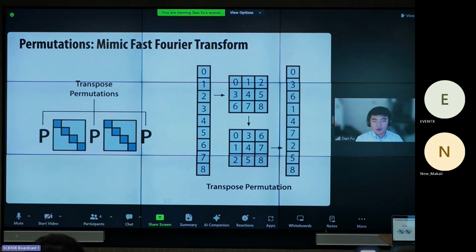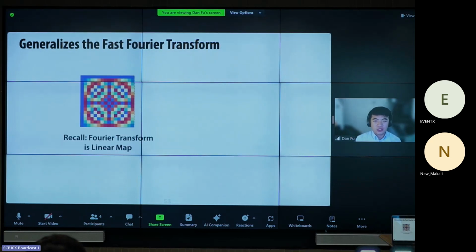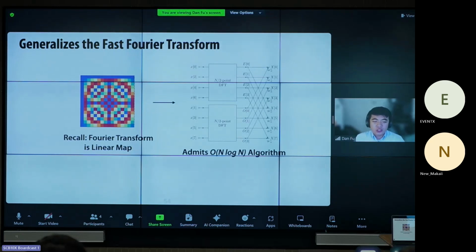If you're more of a hardware person, you can think about this as reading something row major and writing it column major, doing this transpose permutation. So now we'll see how this actually generalizes the Fourier transform. Briefly recall that a Fourier transform is a linear map. That means you could just write a matrix like this and compute it. But of course, if you do that, you're going to get quadratic compute. But since this thing is so structured, it admits a nice n log n algorithm. So it's got some great scaling properties.